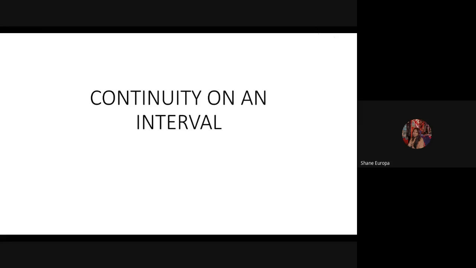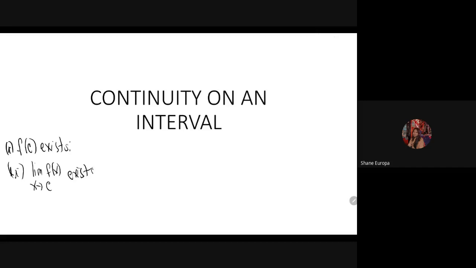Today's lesson is continuity on an interval. Last week's lesson, just to have a recap, we were able to state whether the given function is continuous or not by verifying the three conditions of continuity. The first condition should be f of c exists, or when you evaluate the function using the value of c, the function must exist. The second condition should be the limit of f of x as x approaches c exists.